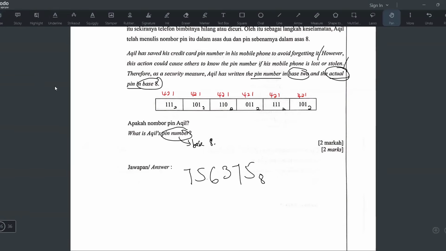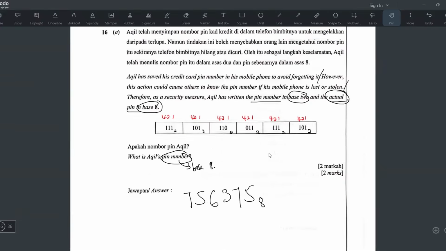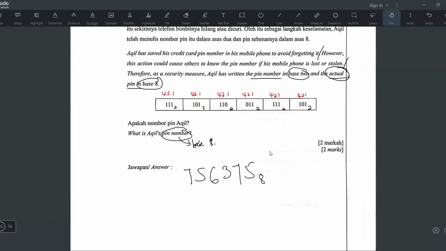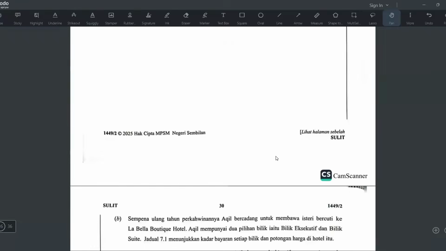But of course, if you want to change to base 10, baru change to base 8 can also lah. You get the same answer also. But I think orang yang buat soalan ni they want me to use the shortcut method. Otherwise, they won't use base 2 and base 8. So that's why I just did it like that. Okay. So yeah, this is the shortcut way of changing base 2 to base 8. All right. That's all.